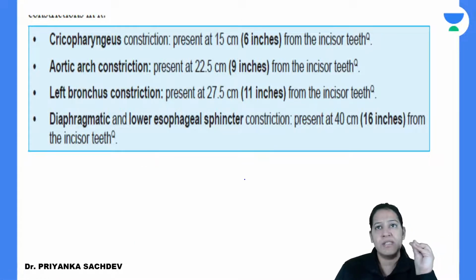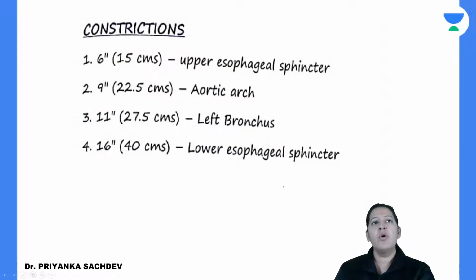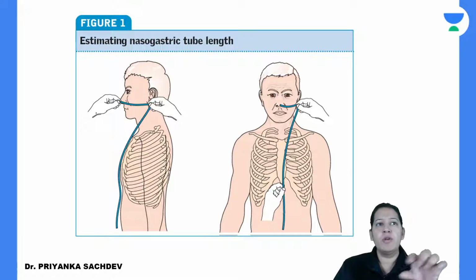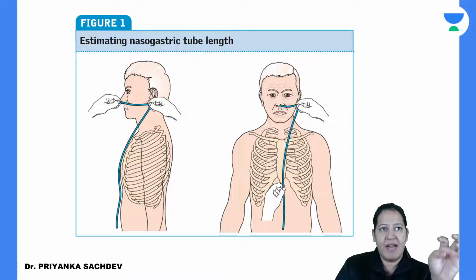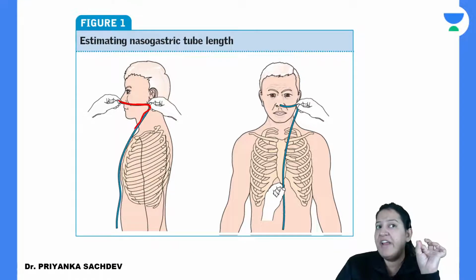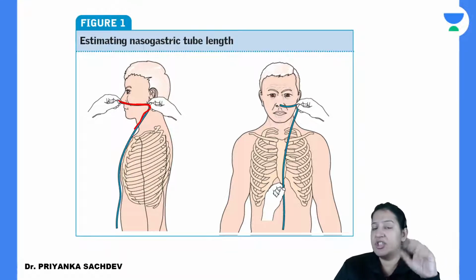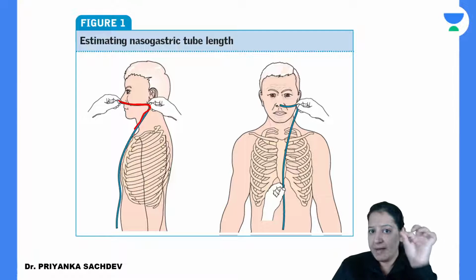So you should know the distance of these four constrictions. What is the distance of these four constrictions from the incisor tip? Why should you know? Whenever you put a nasogastric tube inside the patient, sometimes we have to put the nasogastric tube in the patient. So this nasogastric tube is going inside through the esophagus, so there will be 4 constrictions. You will feel resistance. These are the natural constrictions and you have to overcome them by just pushing it.